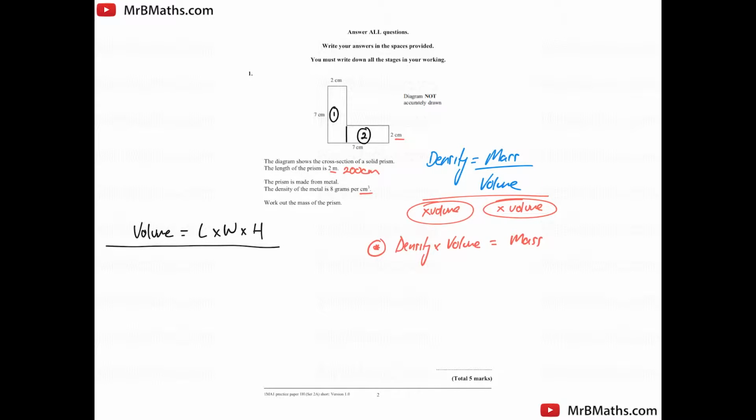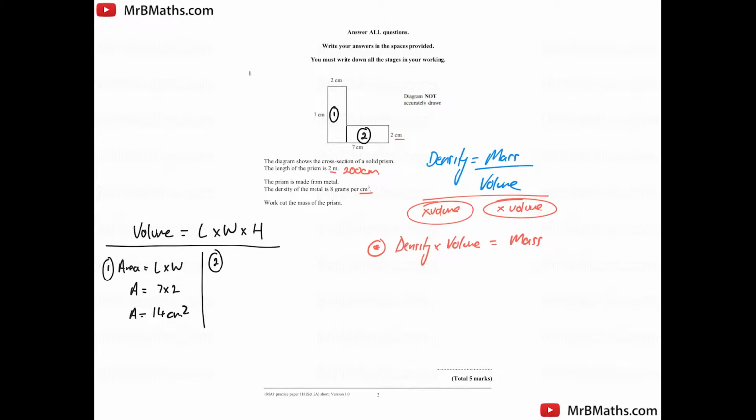So the area of the cross-section would be for 1, it would be length times width, so therefore that would be area equals 7 times 2, so an area of 14 centimeters squared.